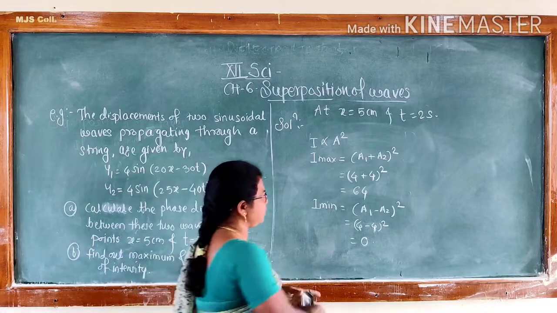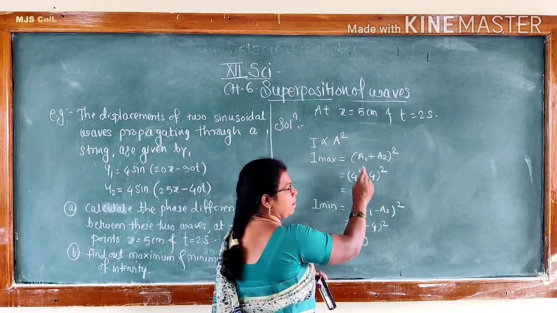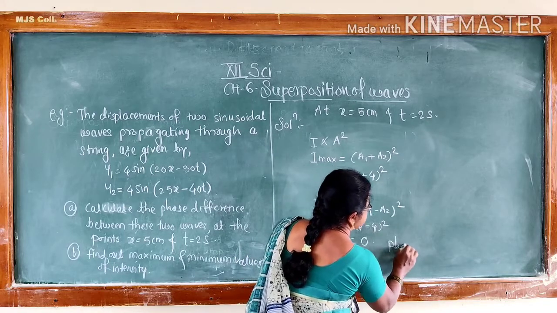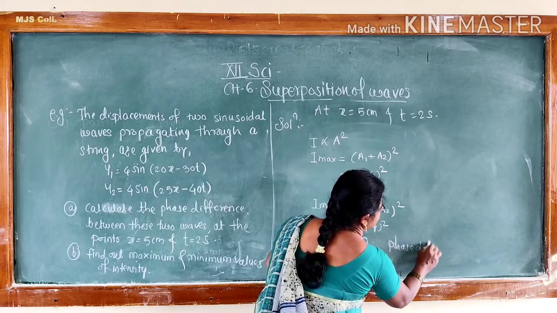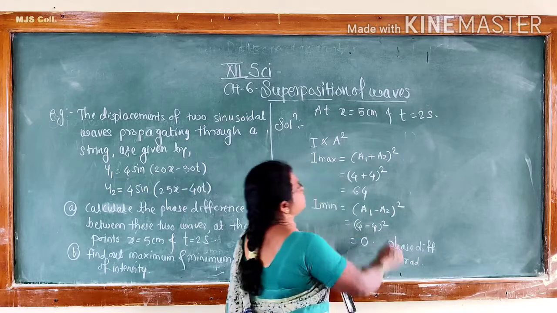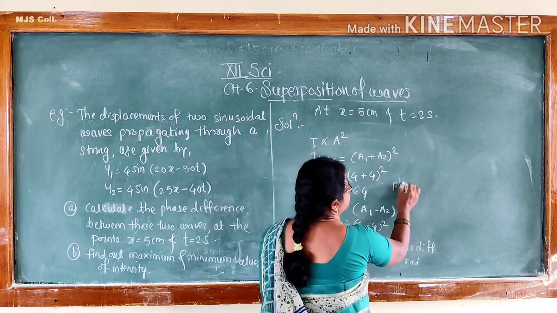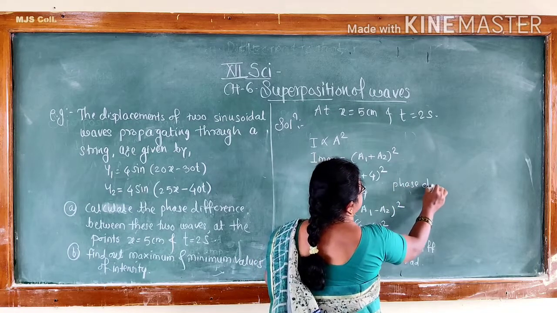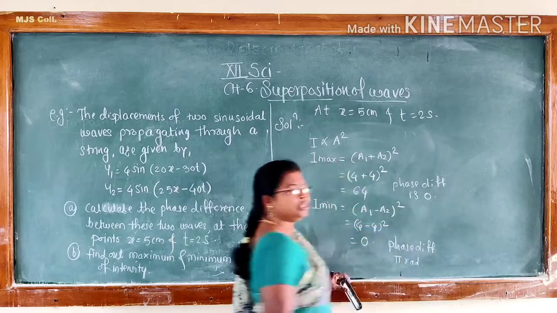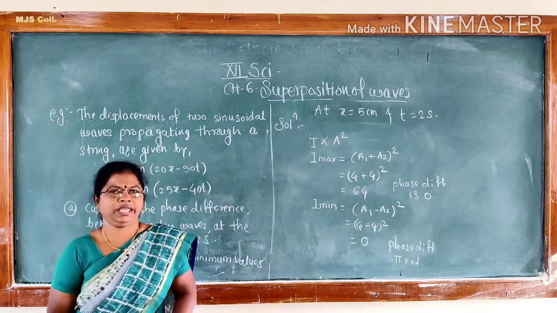Okay, so in this case, phase difference is of pi radian, whereas here phase difference is 0 radian, 0 degree. Okay.